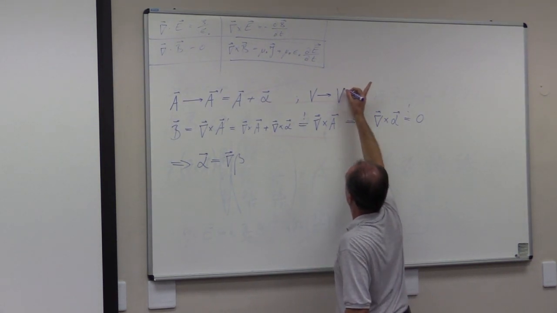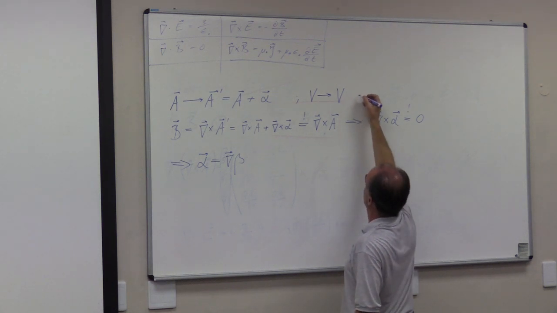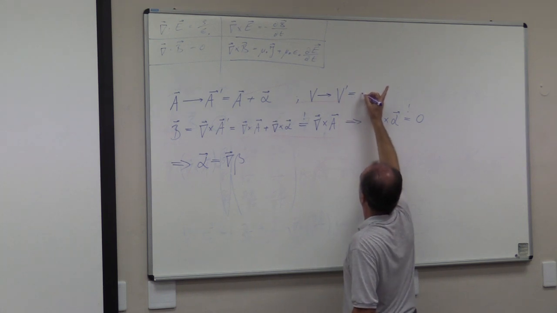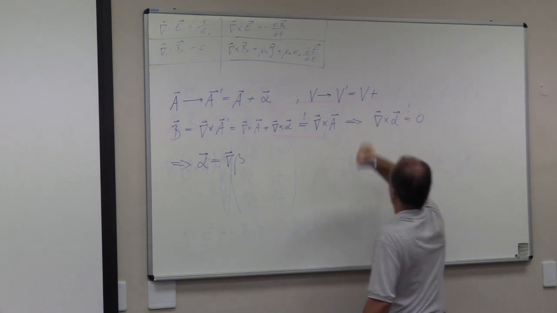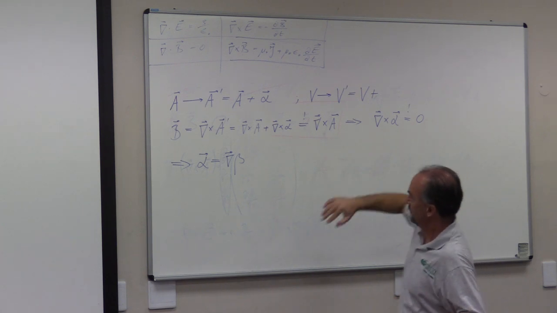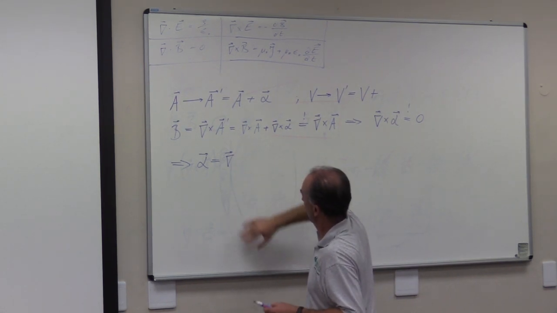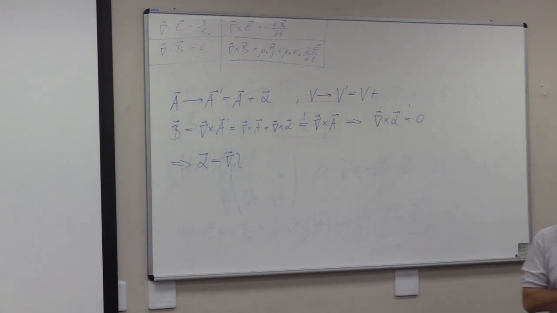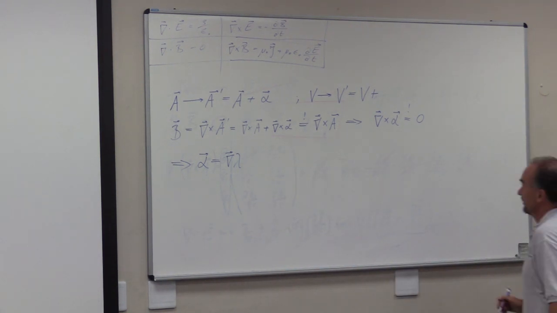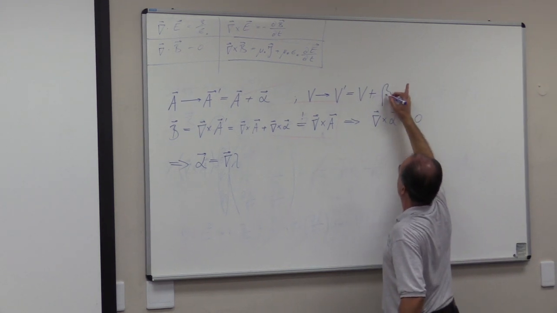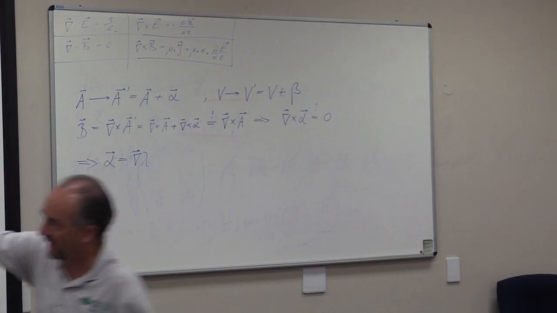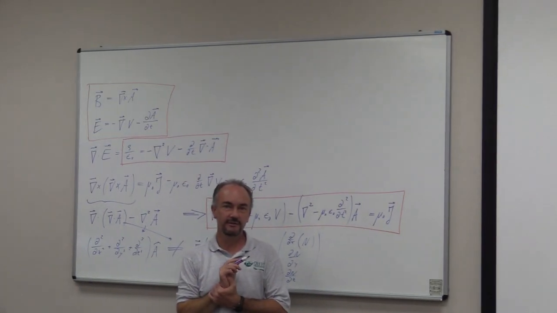So the scalar potential V must become V prime, and it would be consistent with the notation in the book to write this as V plus some function beta. That beta somehow must cancel out the term that comes in here from the dA/dt.